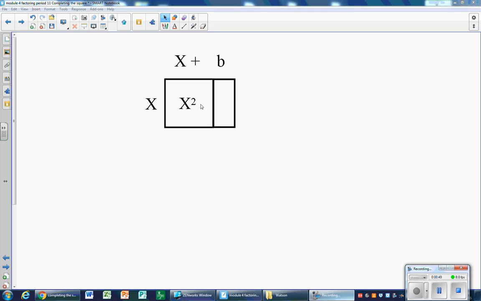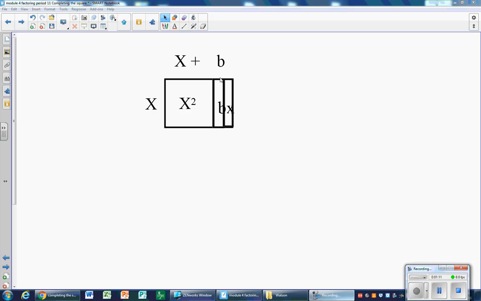Okay, what I have here is the standard area model of a quadratic equation. As you know, x times x is x squared, so this area is here. And how big is this area right here? Well, that is x times b, and often we just call it bx. So that's the area. So what am I going to do to complete the square?